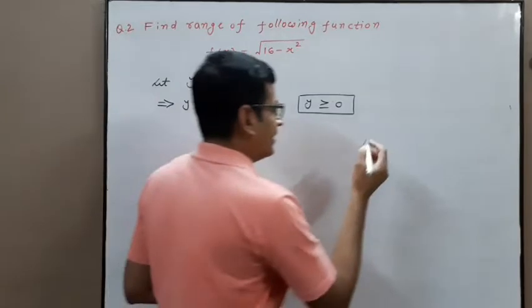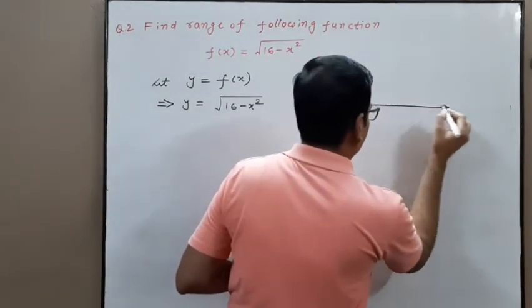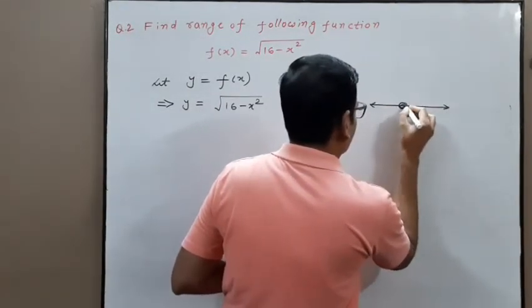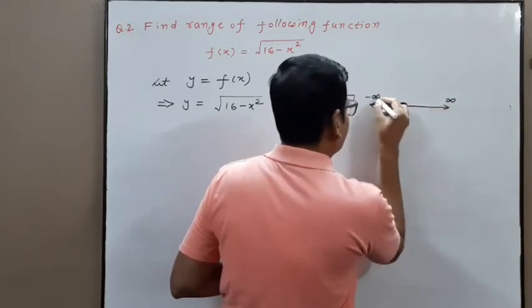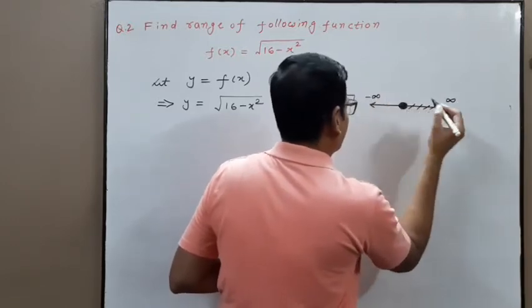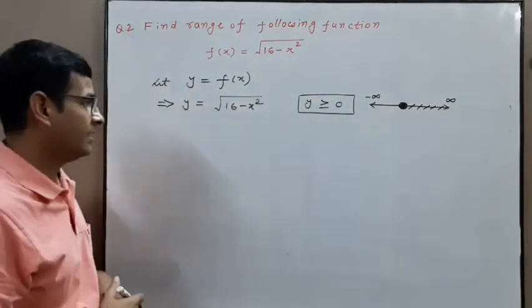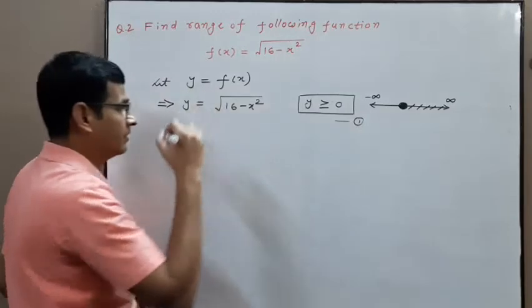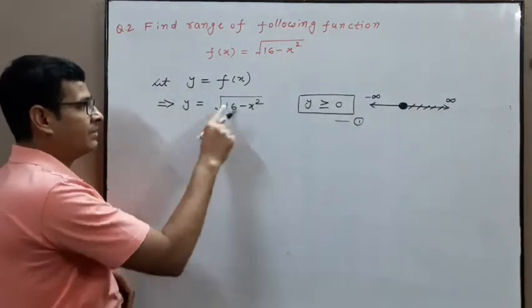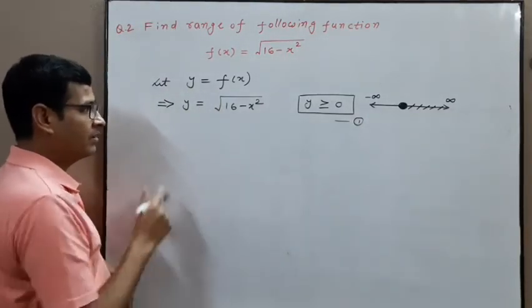You can use a number line also. Dark circle, infinity minus in this portion, 0 to infinity. Give this equation 1. Step 2, find the value of x in terms of y.